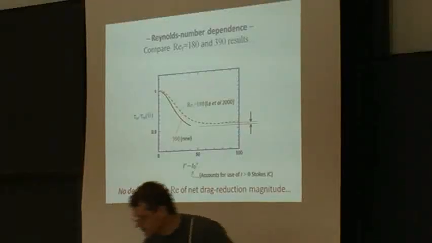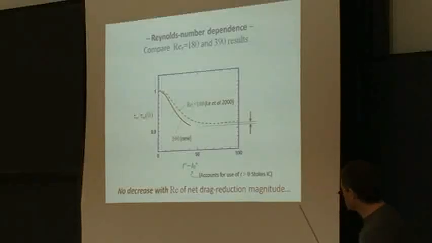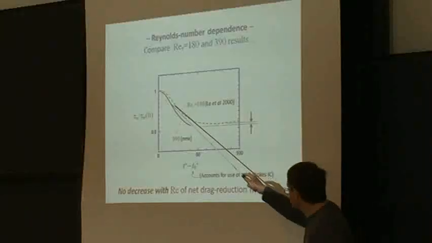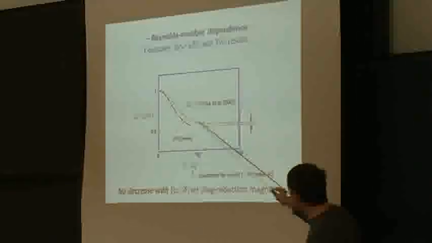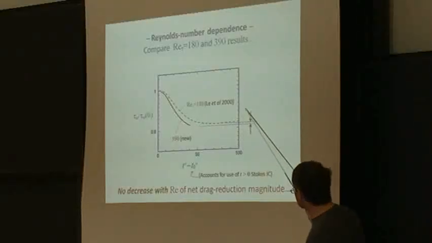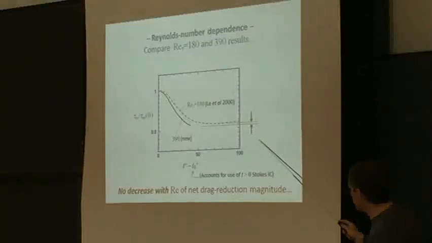First, a quick look at how dependent this phenomenon is on Reynolds number. This is a history of Antoine's study at Re tau 180, and this is a new one. And you can see we get at least this deep a drop in the drag.